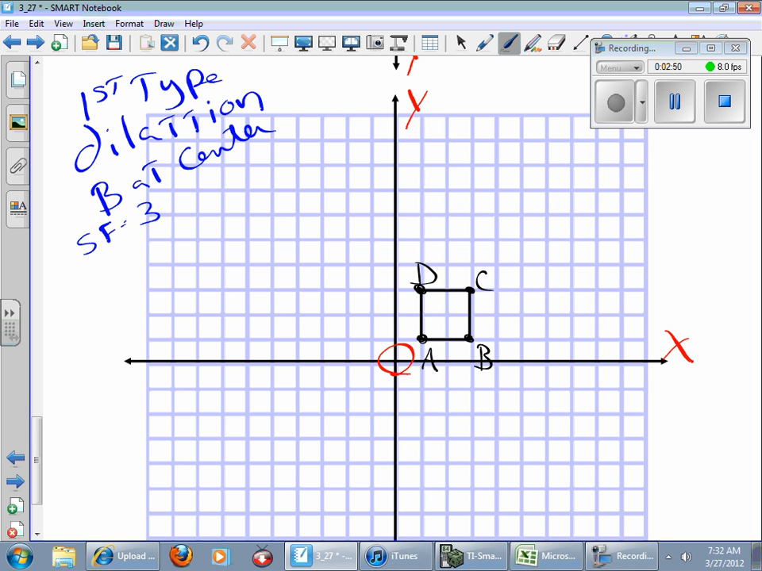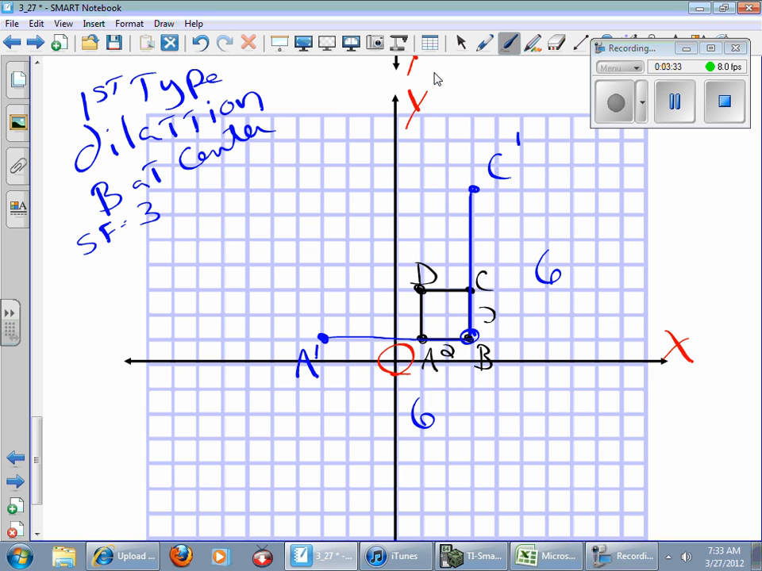Scale factor is 3. So right now, segment AB is 2 units long, right? Well, it's going to have to become 6 units long because my scale factor is 3. I'm going to blow it up 3 times. So the new A prime would go here. The old side was 2 units, and the new side of the square is 6 units long. Now, similarly BC is 2 units long. I'll multiply by 3, and it'll go up to 6, and there's C prime.